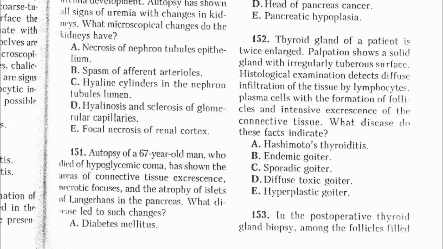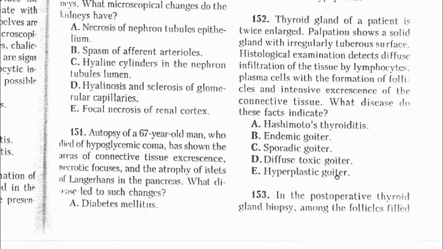Hashimoto thyroiditis is characterized by extensive infiltration of the gland by lymphocytes, plasma cells, immunoblasts, macrophages with formation of lymphoid follicles having germinal centers. There is also decreased number of thyroid follicles, which are generally atrophic and are often devoid of colloid. Now, this is simply telling us that our answer is Hashimoto thyroiditis.